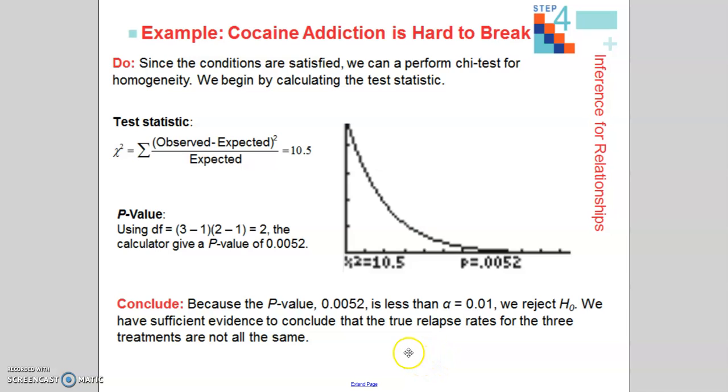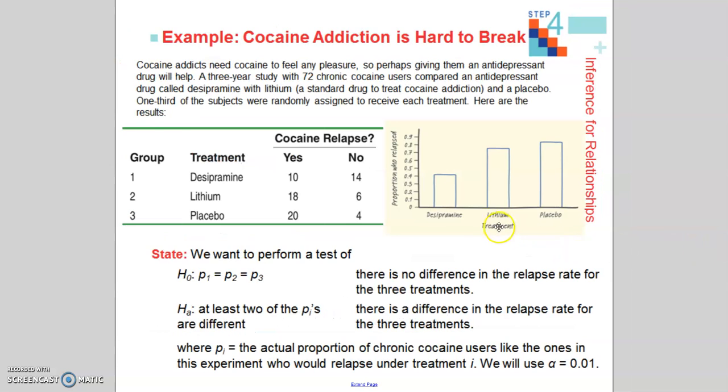And we have sufficient evidence to conclude that the true relapse rates for these 3 treatments are not the same. Notice we are not able to reach a conclusion that one of these is necessarily better than another using this alternative hypothesis. It's just that they're not the same. If we wanted to do that, we would have to do a follow-up analysis where we look at the amount of contribution to the chi-squared statistic that each of these gives. And then we might be able to say something about this new treatment.